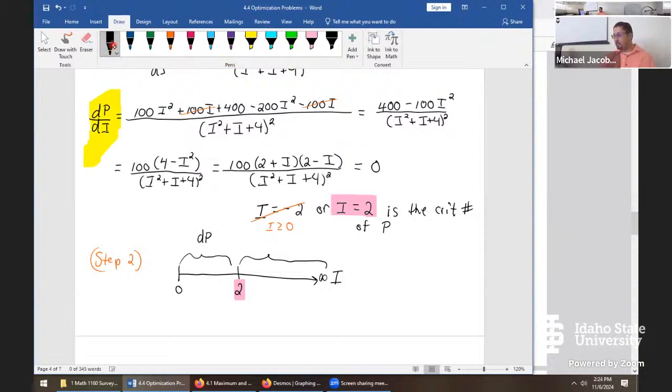So we put dP/dI here, dP/dI here as well, and now we're testing the signs. So this is what the setup is always going to look like for step 2 whenever we're using the first derivative test. Doesn't matter if it's section 4.1 and quiz number 8. We're doing that on quiz number 8, by the way. And it doesn't matter if we're in section 4.4 doing this right here.